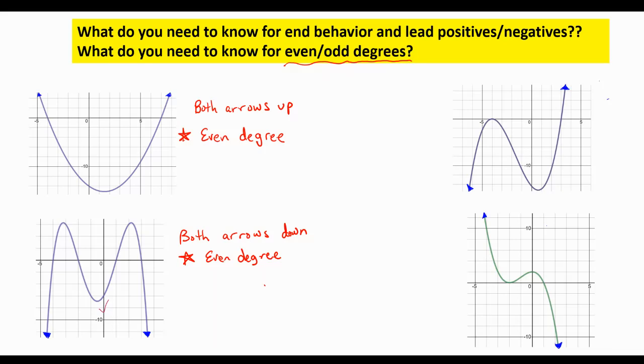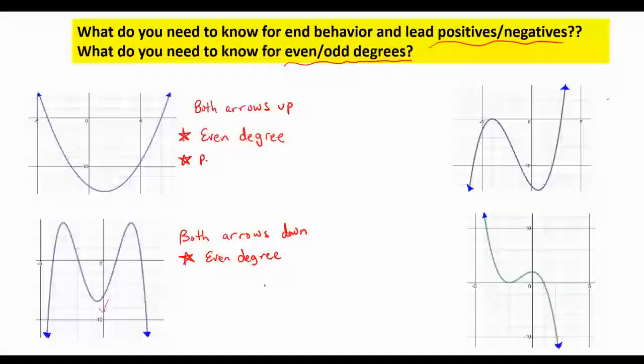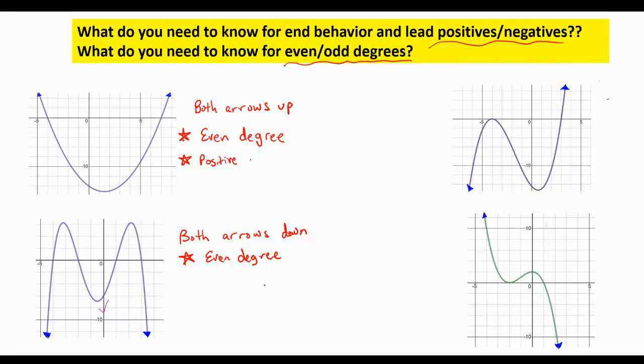Now, whether you have a positive or negative lead depends on where the arrows are pointing. If both arrows are up, you have an even degree and a positive lead coefficient. That's the number in front of the entire equation. And if both arrows are down, then you have a negative lead coefficient.